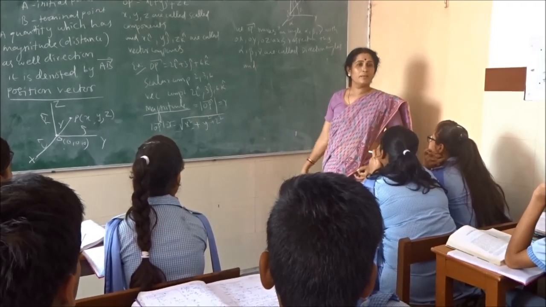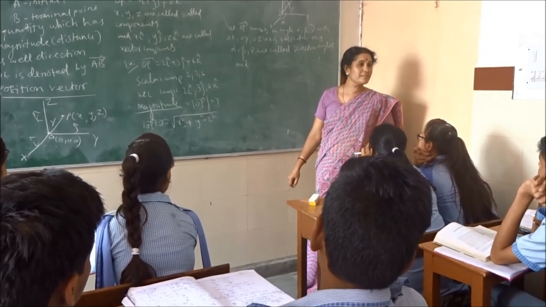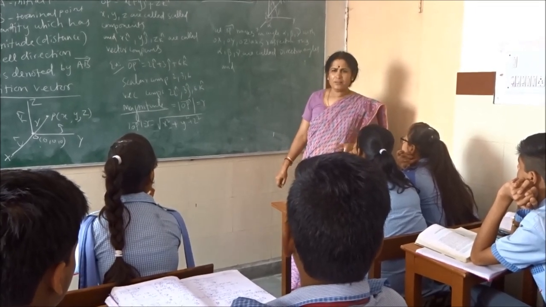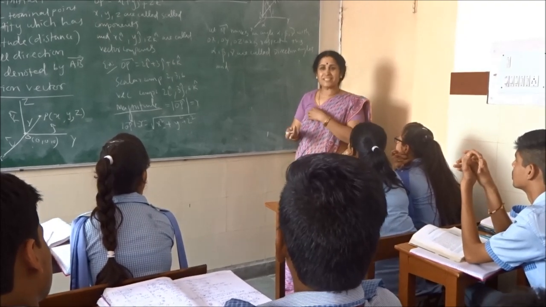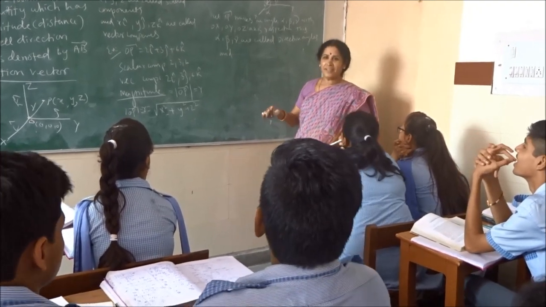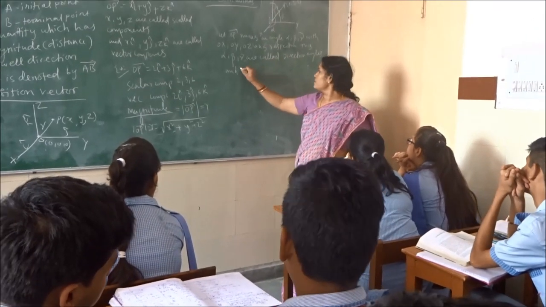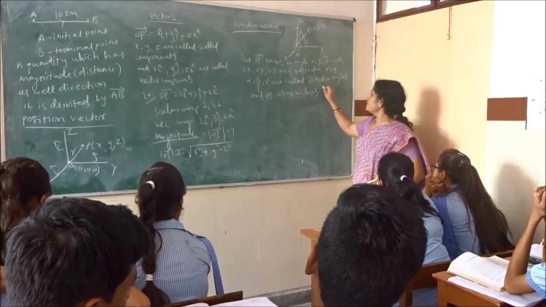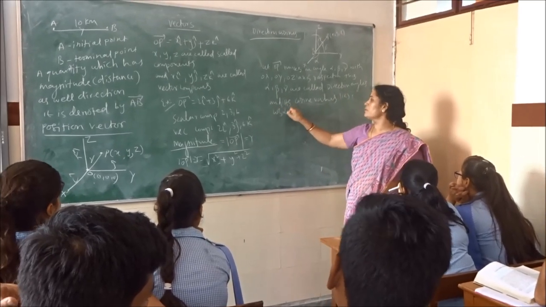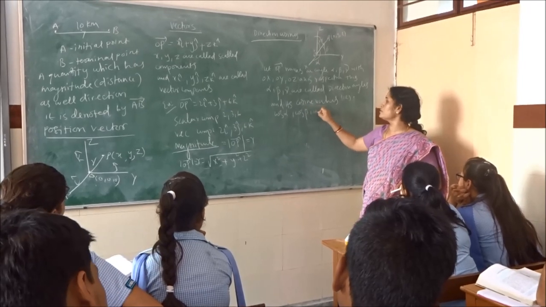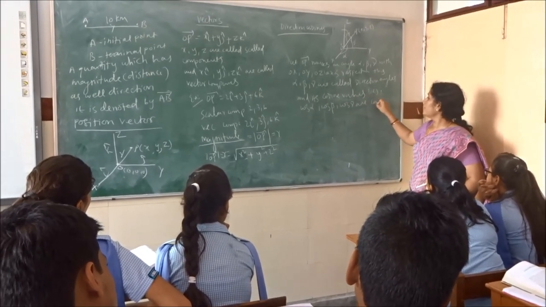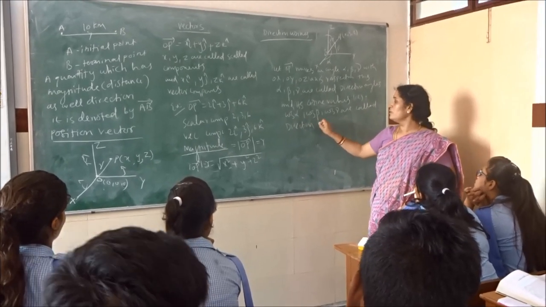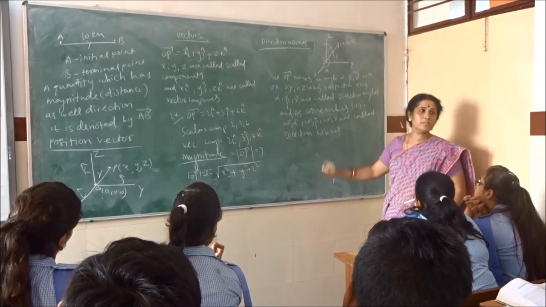And what is cosine? Cosine means the cos value. So its cosine values, that is cos alpha, cos beta, cos gamma, are called the direction cosines. Are you clear what I am saying? So what are the direction cosines?